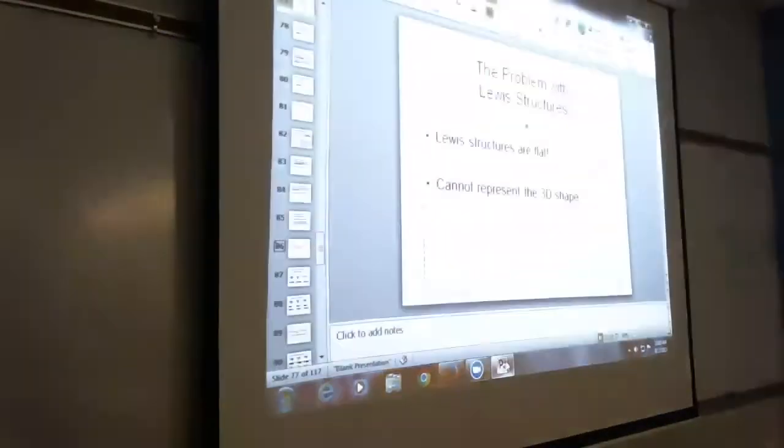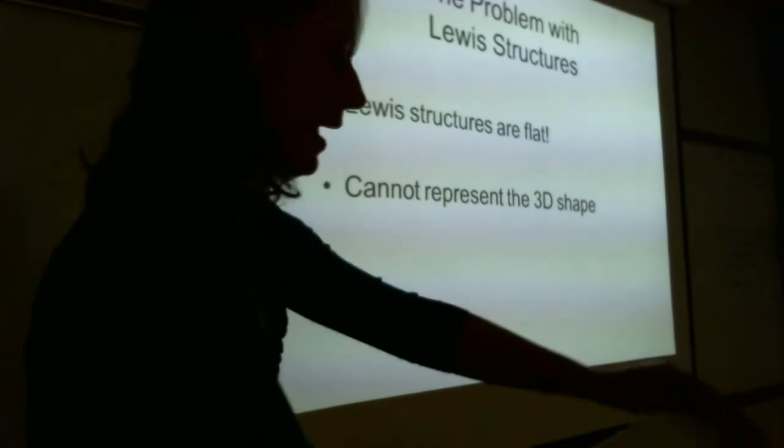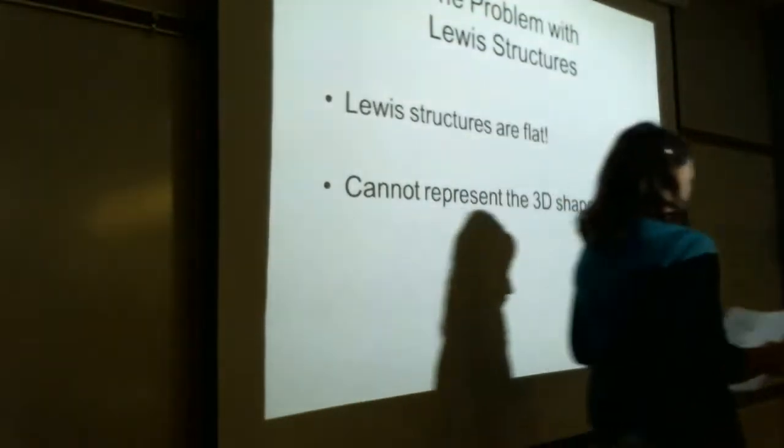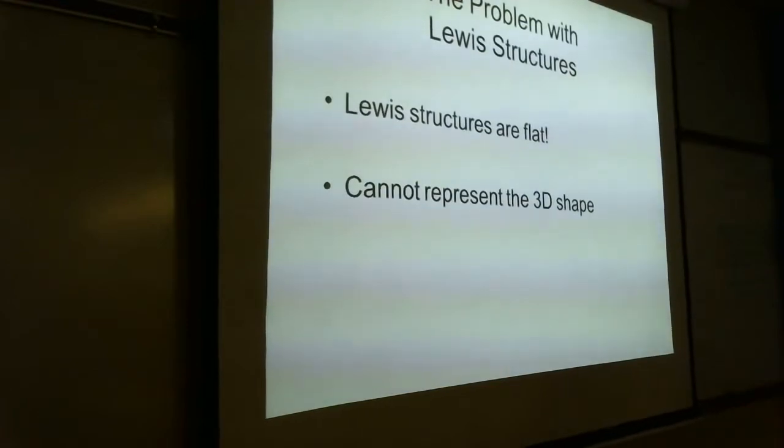All right, so today we are doing Lewis structures 2.0, right? We're taking Lewis structures and we're elaborating on it. So what is the main problem with Lewis structures? The primary problem with Lewis structures is that they are flat. They don't give us any sort of information about what a 3D shape looks like.